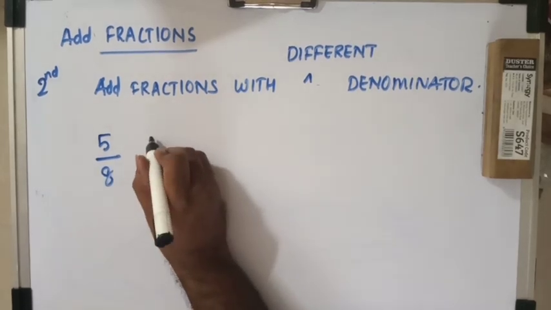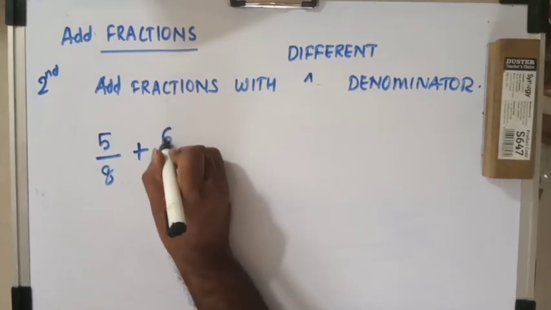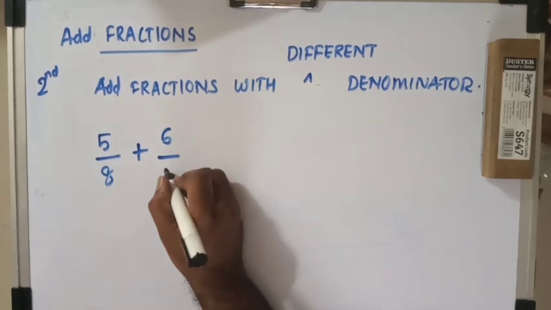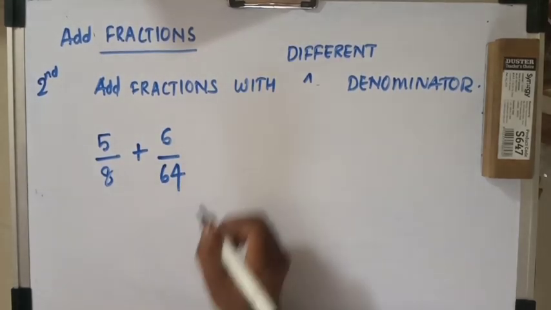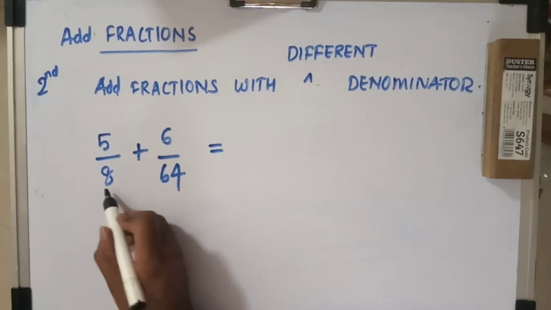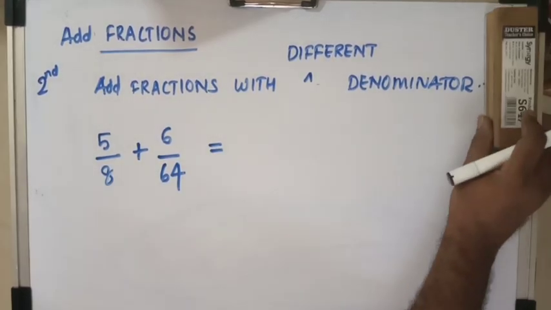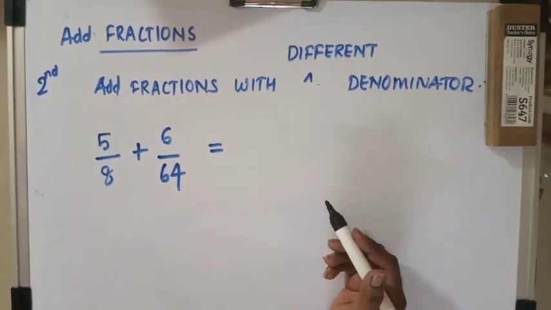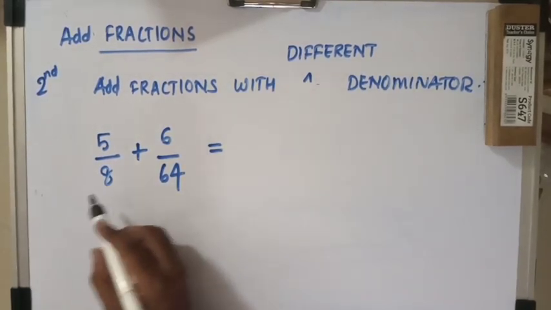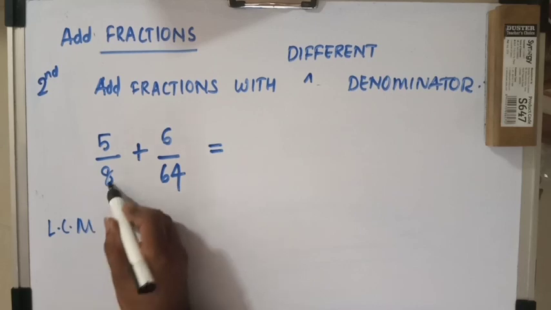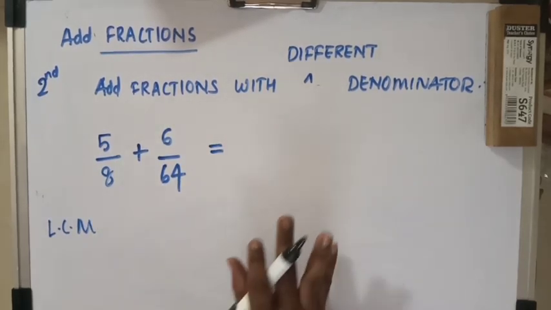And say you have 6 upon 64. Now what I need to do, I need to make the denominator same. How am I gonna make the denominator same? Can I convert 8 into 64? Yes, I can. If you find the least common multiple for 8 and 64, the least common multiple is 64 itself.